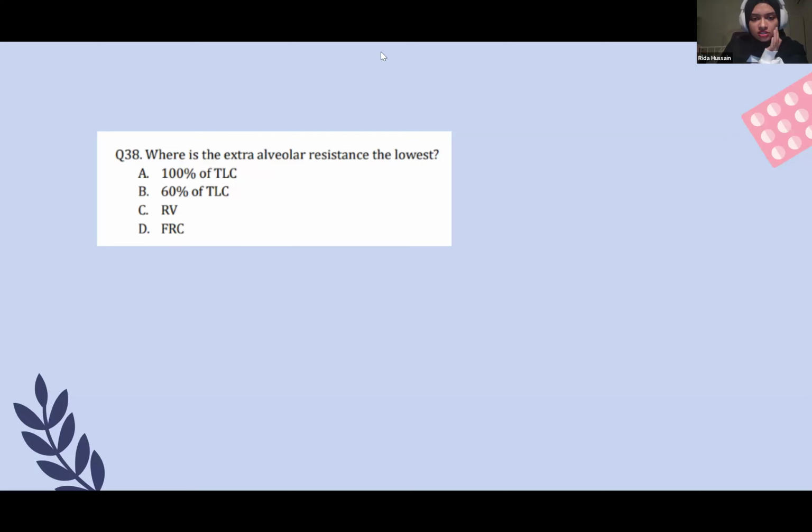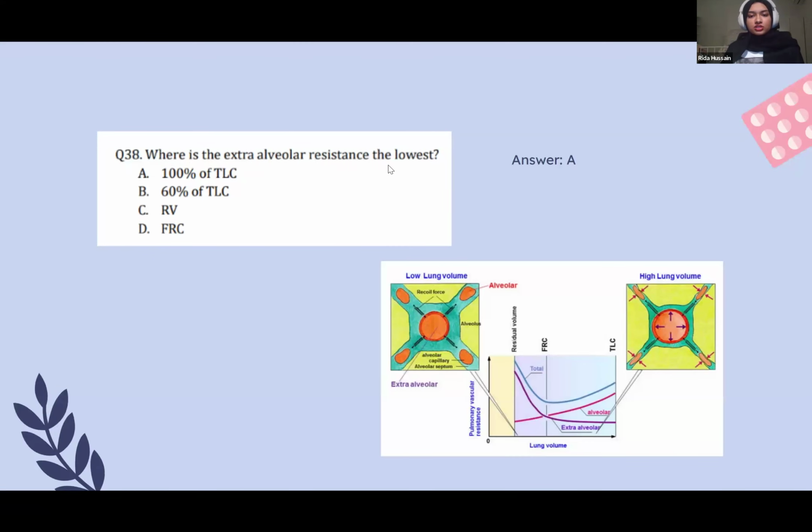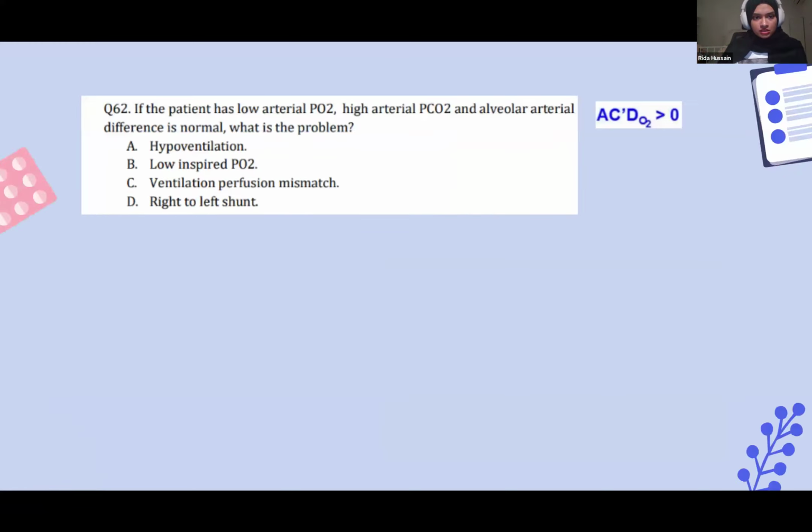Perfect. Yes, it's A. So let me just get into the details of it. Again, extra-alveolar resistance is the lowest. So we go to the graph. Extra-alveolar is the purple one. Extra-alveolar resistance is the lowest at total lung capacity. Okay, so the answer is A. Amazing.